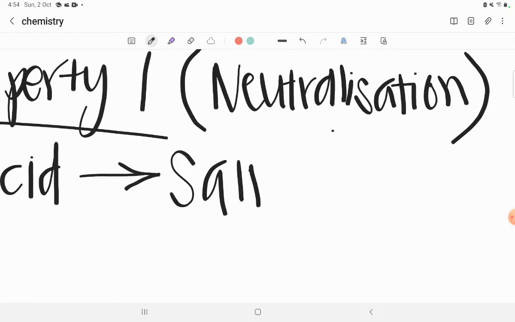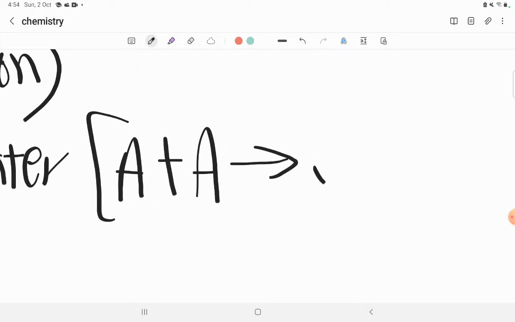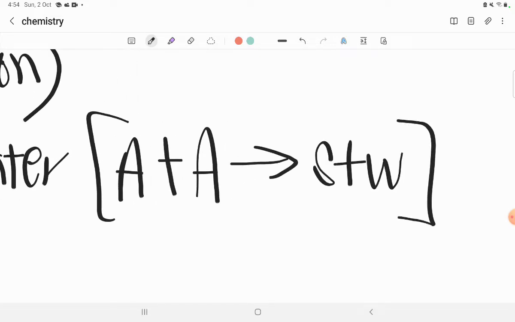Salt and water. How do I remember this? A plus A gives you S plus W. A something W. What's a Malay word that starts with W? Okay, never mind. Skip.